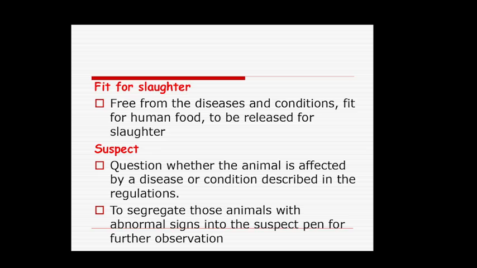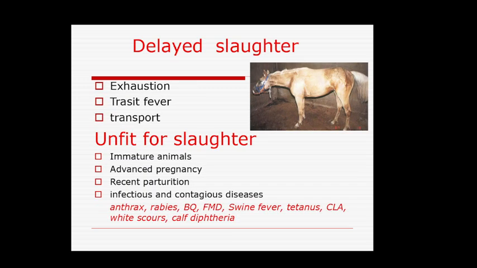The question is whether the animal is affected by a disease or condition described in the regulations, and to segregate those animals with abnormal signs into a suspect pen for further observation. Slaughter is delayed in cases of exhaustion, transit fever and transport, unfit animals, immature animals, advanced pregnancy, recent parturition, and infectious and contagious disease.